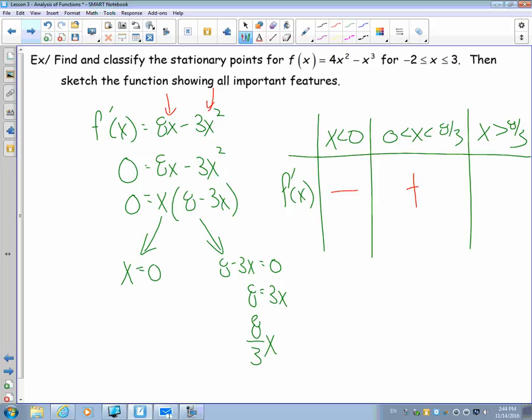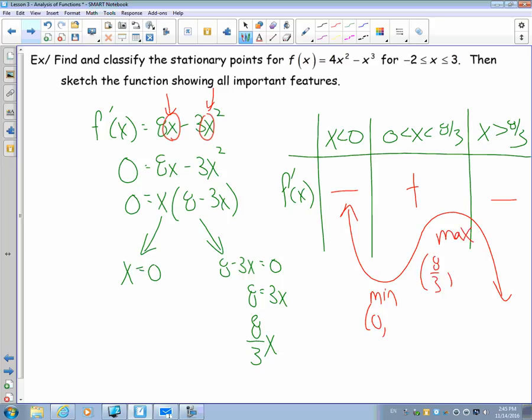Okay, make sure you're putting in for this x here and this x, right? We'll get 8 minus 3 in this case. We'll get positive 5. And something bigger than 8/3, I don't know, the number 10. We'll get 80 minus 300. Well, that's definitely a negative. So what's that telling me? It goes down, then up, then down. Okay, so we got ourselves a min at 0 and a max at 8/3.